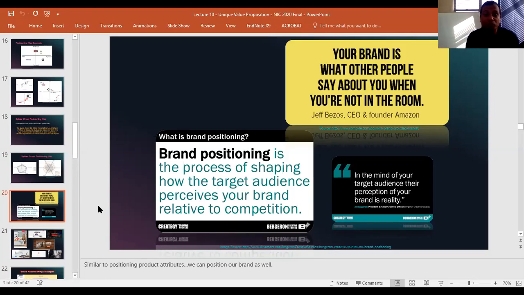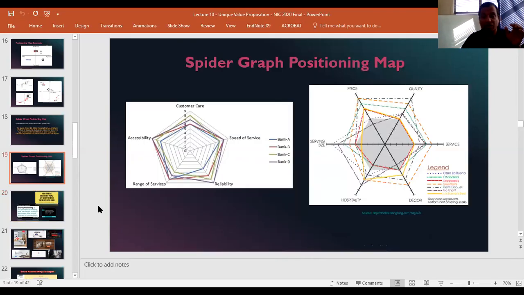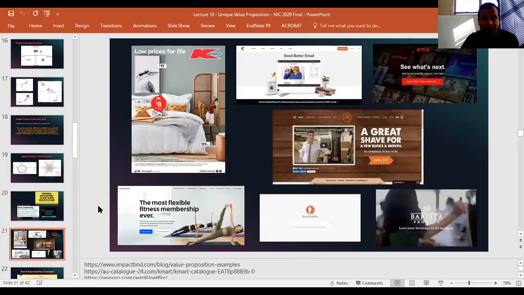So brand positioning is a process of shaping how the target audience perceives your brand relative to the competition. Just like product positioning, how the customer audience perceives your product relative to the competitors. Brand positioning is how the customers perceive your brand. So similarly, what we did here, we can do the same thing for brand positioning as well, right?